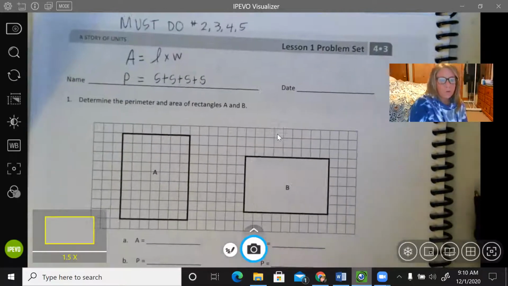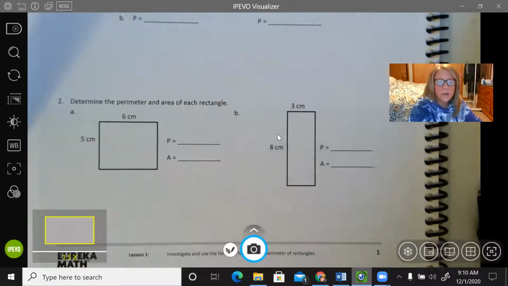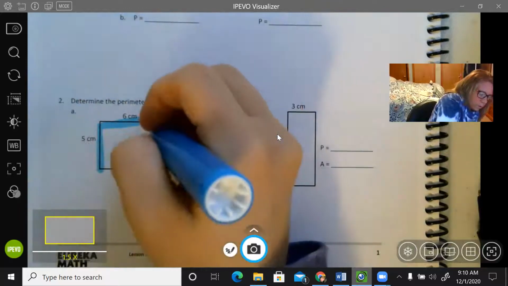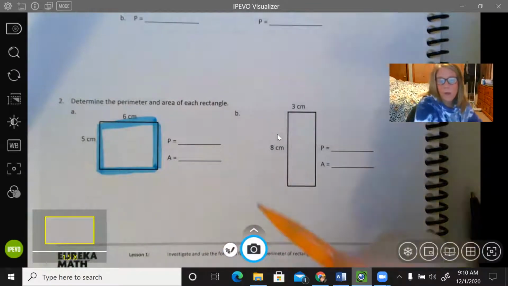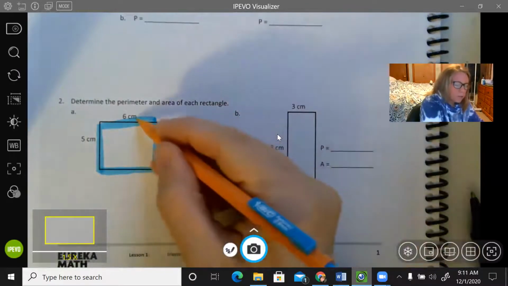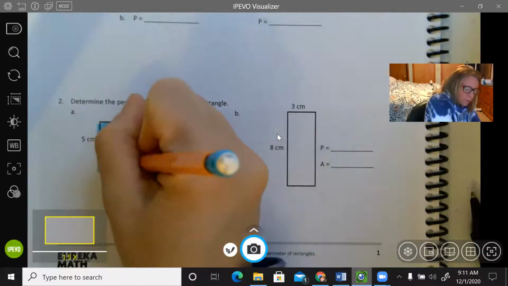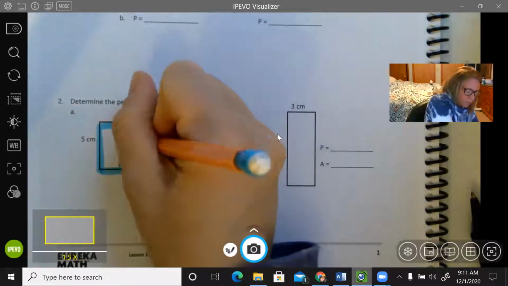So today you should be on page 1 of your brand new workbook, and we are moving down to question 2. Question 2 tells us to determine the perimeter and area for each rectangle. So when we start with number 2A, when we find the perimeter, we're going the whole way around this rectangle. One property of a rectangle is that opposite sides have equal lengths. So since this side is measured at 6 centimeters, this side will also be 6 centimeters, and the opposite of this 5 centimeter side would be 5 centimeters.